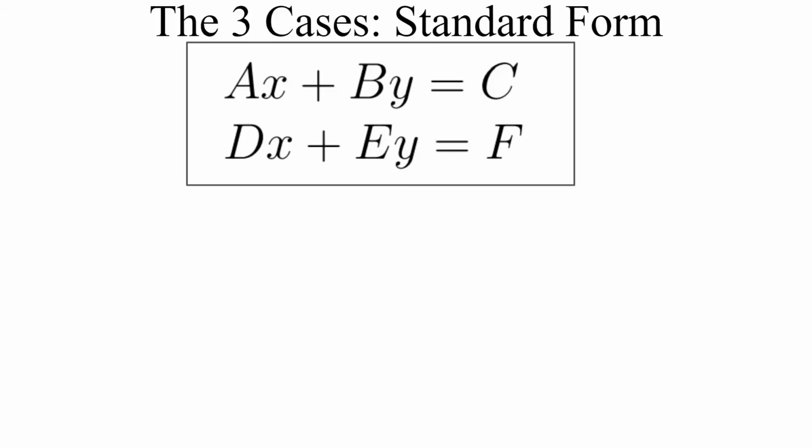Okay, now the second most important slide on the entire thing is how to do this when we have standard form. So standard form of a line is ax plus by equals c. And if you have two of them, I like to call the second one dx plus ey equals f. It's just alphabetical order. It's nice and easy to remember.